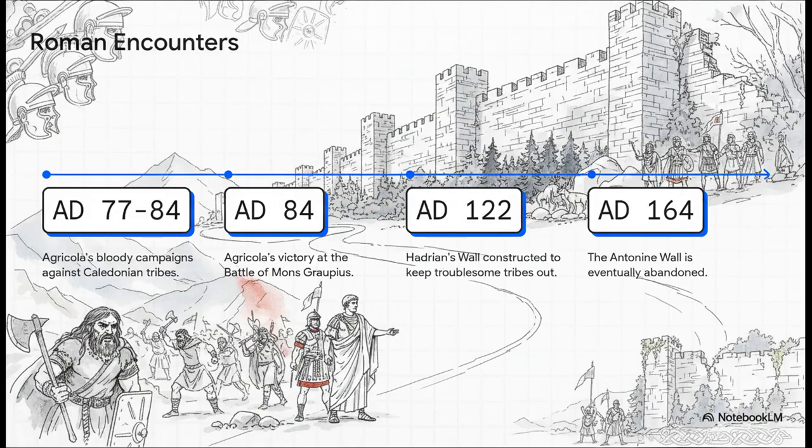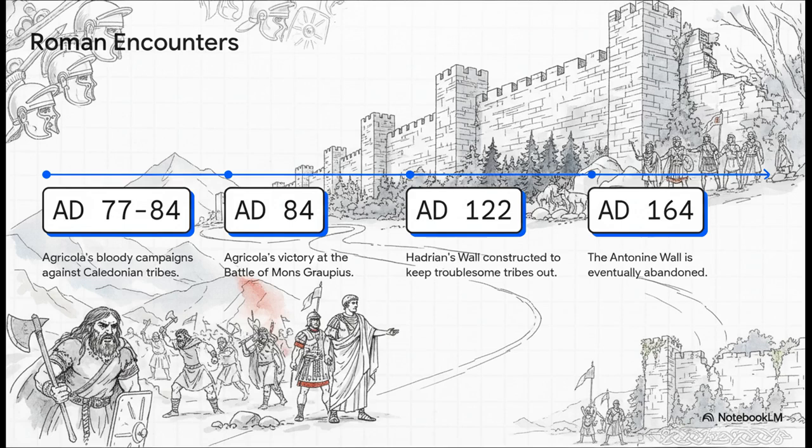So, fast forward to the 1st century AD, and along come the Romans. Or, actually, scratch that, the Romans run headfirst into the fierce Caledonian tribes. The locals used their rugged terrain to aggressively push back. We're talking about Agricola's bloody campaigns starting in AD 77 and the Battle of Mons Graupius in AD 84. The resistance was literally so intense that by AD 122, Emperor Hadrian decided, you know what, it's easier to just build a massive stone wall to keep these guys out.